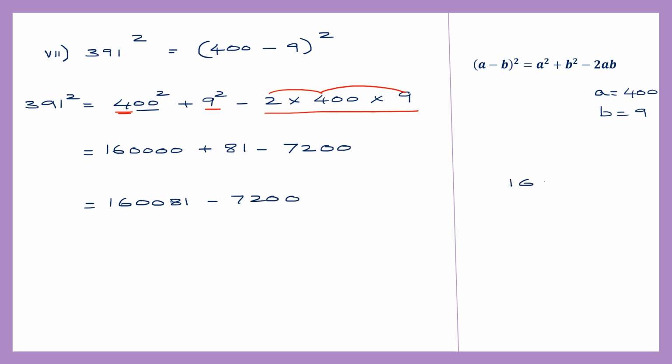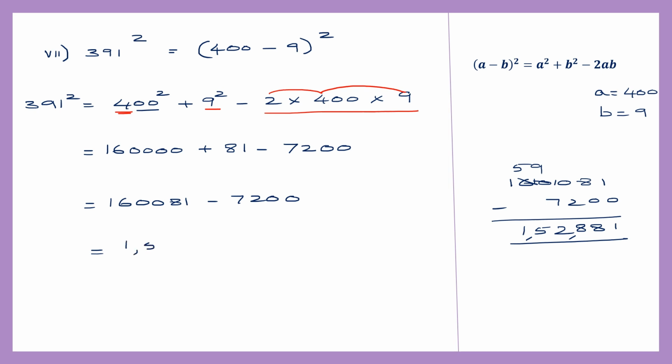1,60,081 minus 7,200. 1 minus 0 is 1, 8. Now here we need to borrow. So 5, 10, 9 and 10. So 10 minus 2 is 8. 9 minus 7 is 2, 5 and 1. So what do we have here? 1,52,881. 1,52,881, and this is our answer.